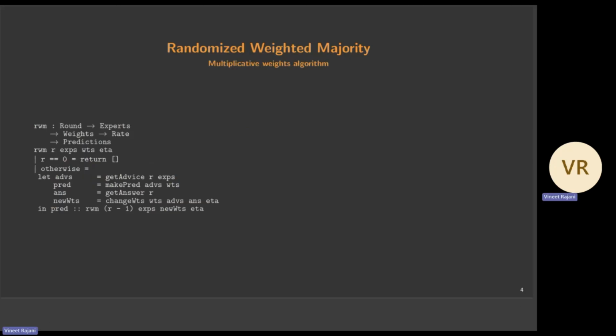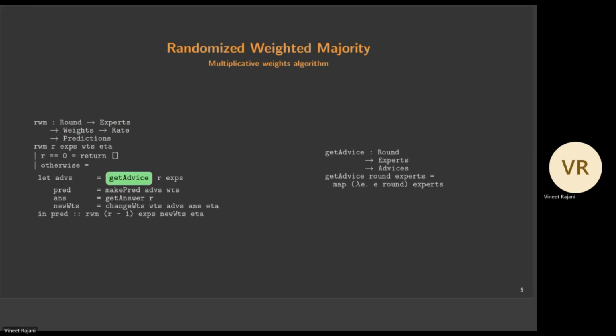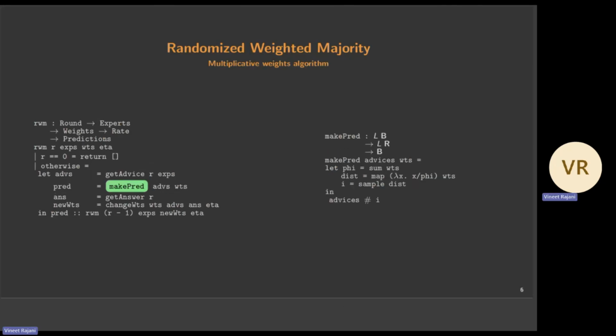Okay, now let's look at how this algorithm works. Well, if the number of rounds is 0, there is nothing to be done. You just return a point distribution on an empty list. Otherwise, you get the advice from all the experts in that round, then make the prediction based on their advice. The way you do that is you compute a uniform distribution over the weights, sample from that distribution, and go with the advice of the chosen expert.